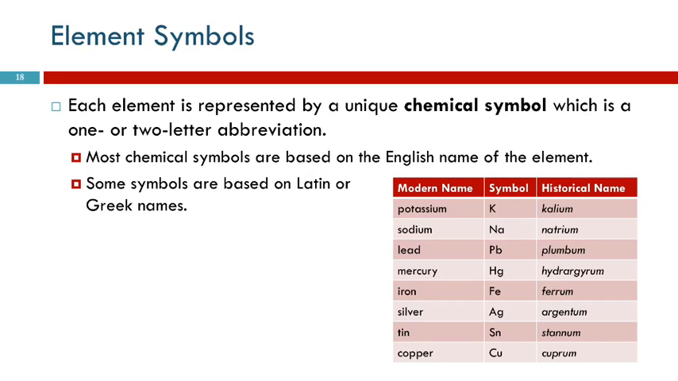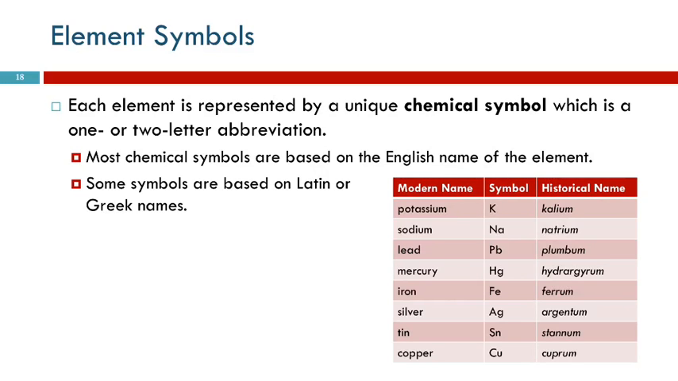So every element has a name, but it also has a unique chemical symbol. The chemical symbols are all 1 or 2 letters. The first letter is always capitalized. If there's a second letter, it is never capitalized. Many of these symbols are based on the English names of the elements, like C for carbon, Ni for nickel, Be for beryllium. It's the first 1 or 2 letters of the element's name.